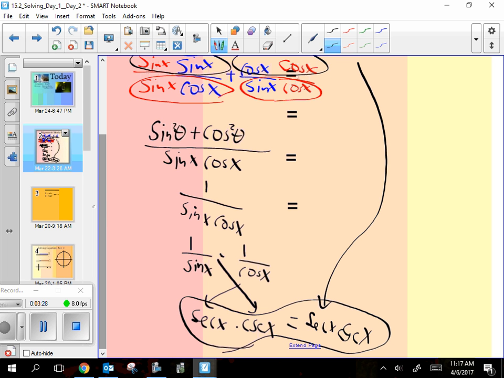Does that ring a bell? Do you remember doing those? It involved changing everything into sines and cosines. And what's the other big step? Common denominators. And then one little knowledge of an identity, which was that sine squared plus cosine squared equals 1.